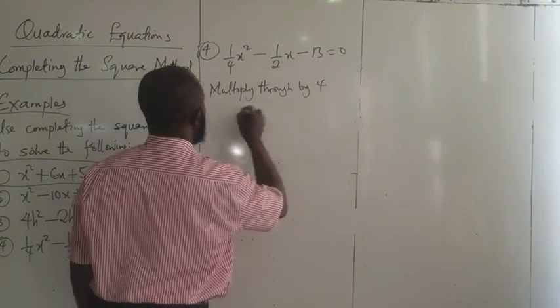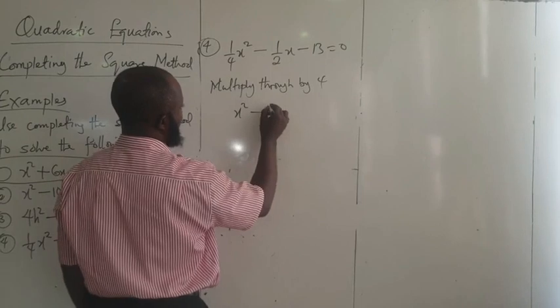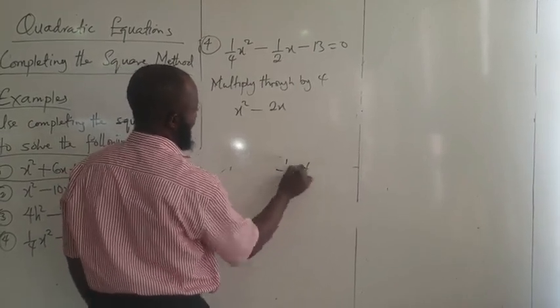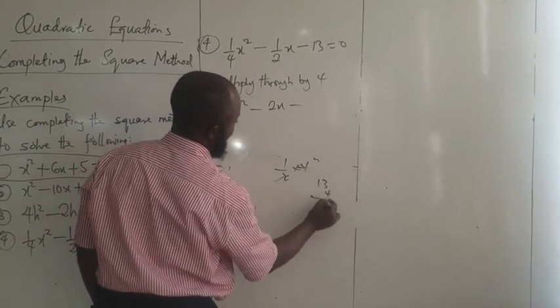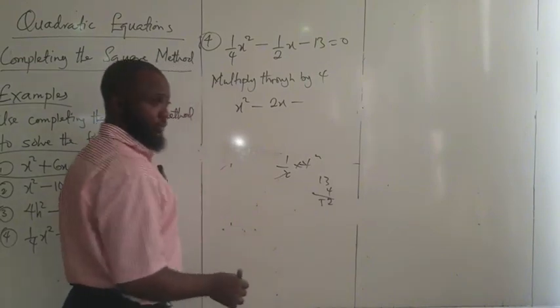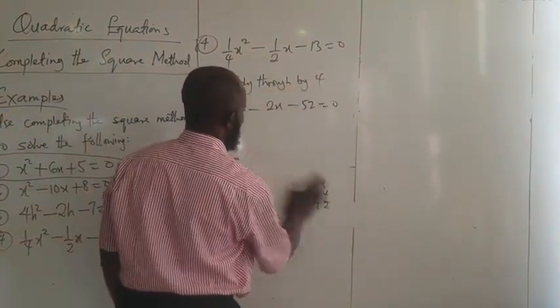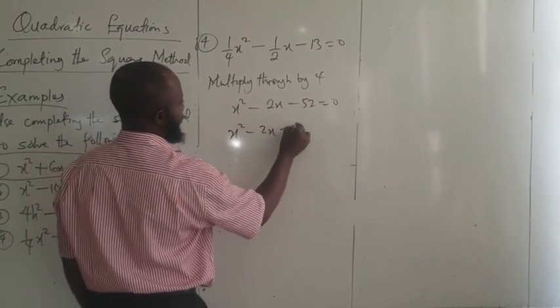So multiply through by 4. This will then turn to x squared minus 2x, because when you have half times 4, 2 here 1, 2 here 2, that will be 2x, minus 13 times 4, that is 52. Is that clear? So this will then turn to 52 equal to 0.